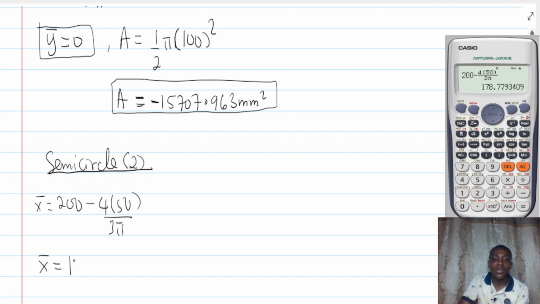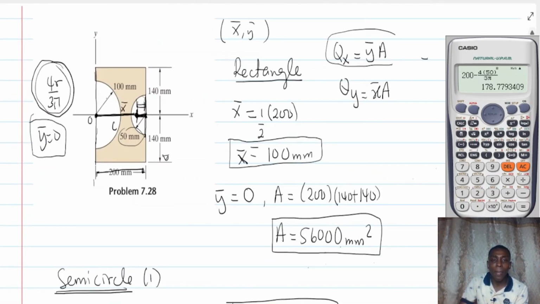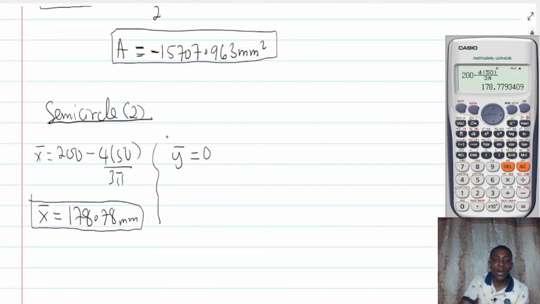178.78 millimeters. So that is the x bar for you. Now again, the y bar is going to be, so for the y bar, oh, that is also 0. We don't need to worry our head.